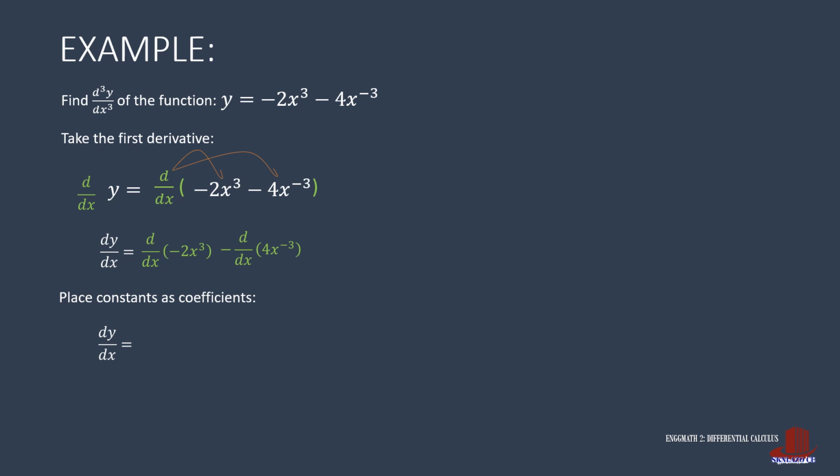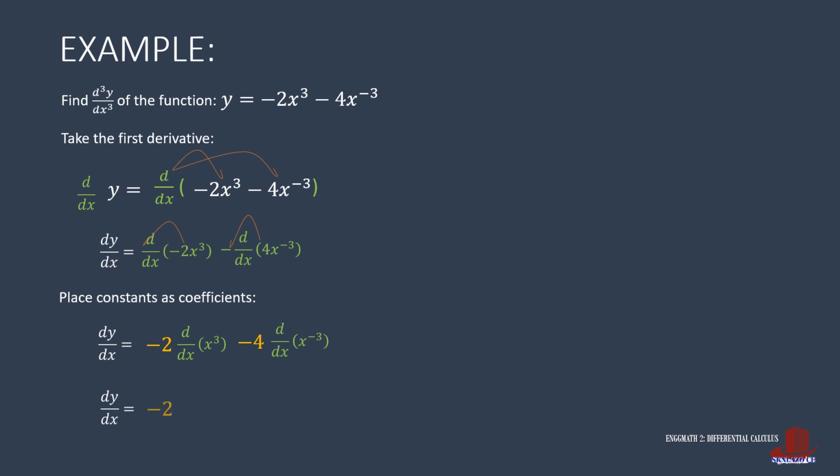So dy over dx then starts with the constant negative 2 with the derivative of x cubed, and also the constant 4 with the derivative of x raised to negative 3. With simpler terms with d upon dx, we can now differentiate.